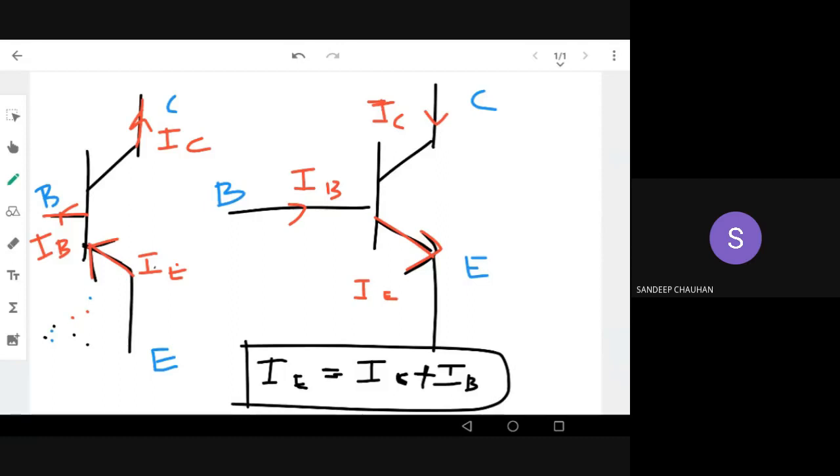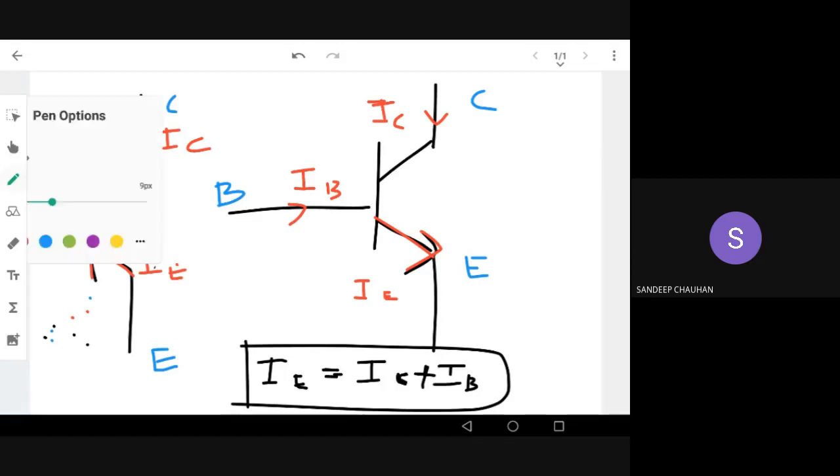Okay, so now let's discuss other regions. Right now we have biased the emitter base region in a forward bias option, and base collector is a reverse bias option. Now what are the other options? Let's see.